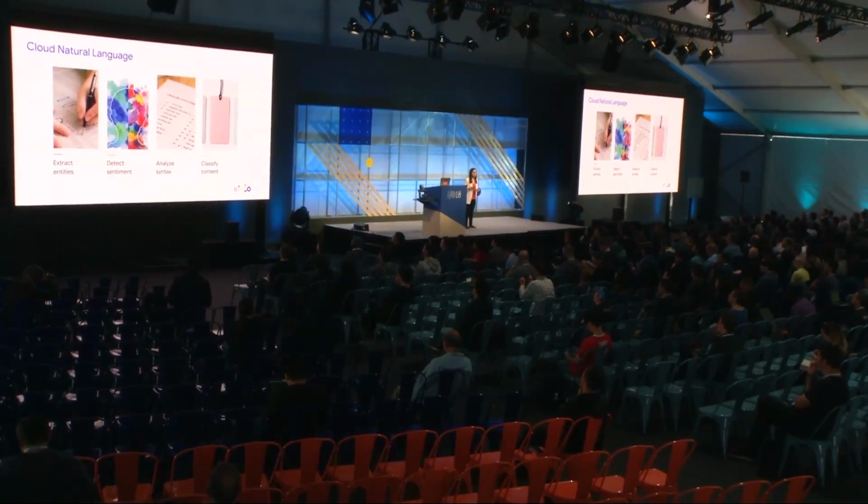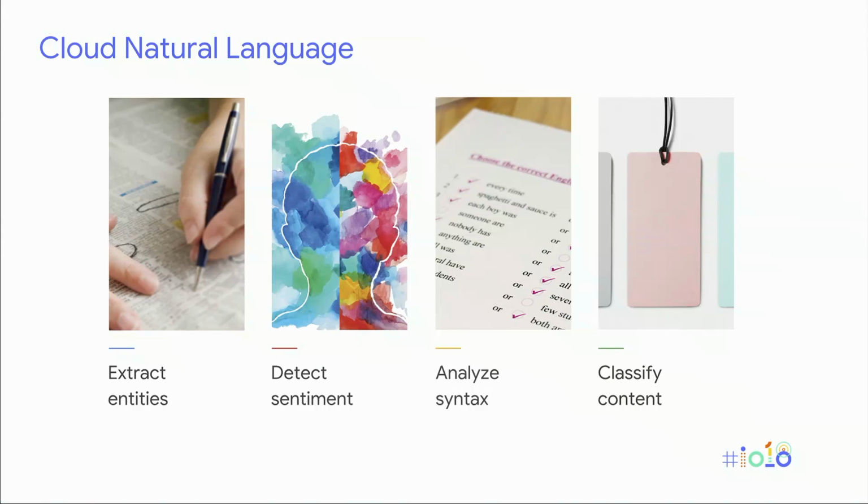Next, I'm going to talk about the natural language API, which lets you analyze text with a single REST API request. So the first thing it lets you do is extract key entities from text. It also tells you whether your text is positive or negative. And then if you want to get more into the linguistic details of your text, you can use the syntax analysis method. And finally, the newest feature of this API is content classification. It'll classify your text into many of over 700 different categories that we have available.